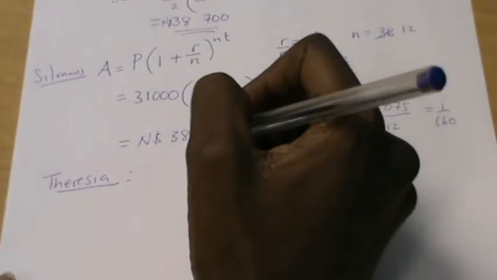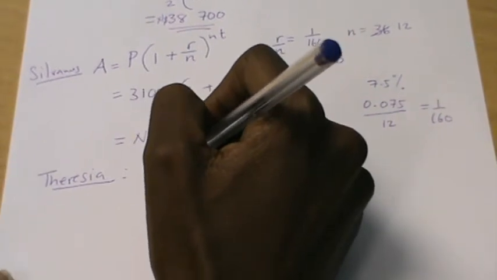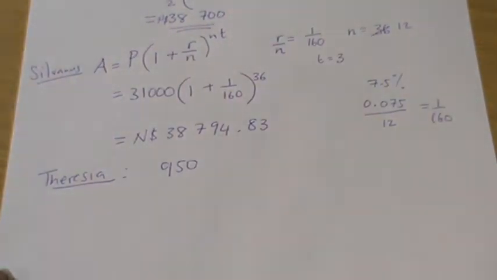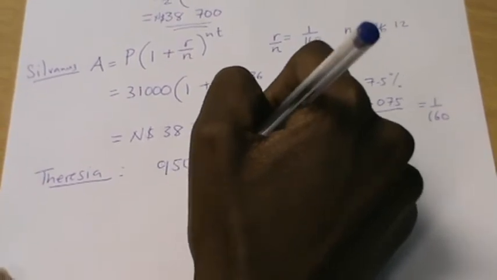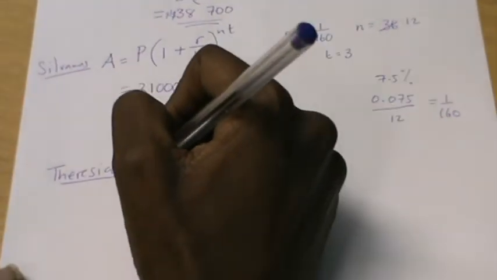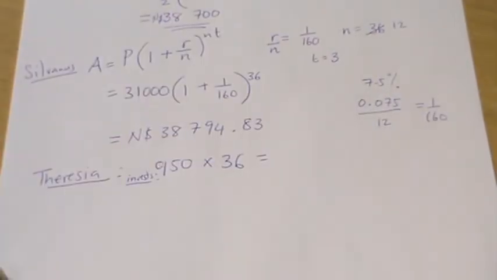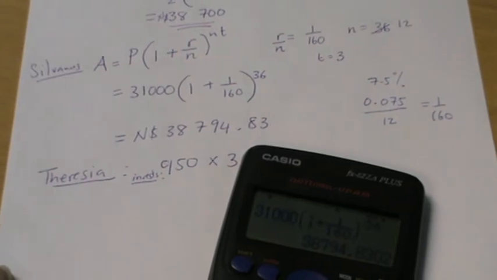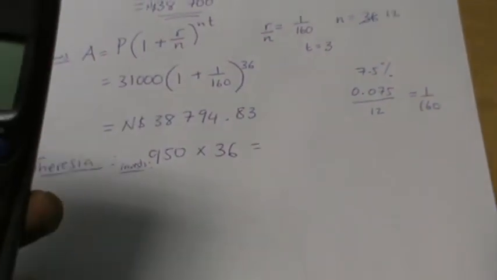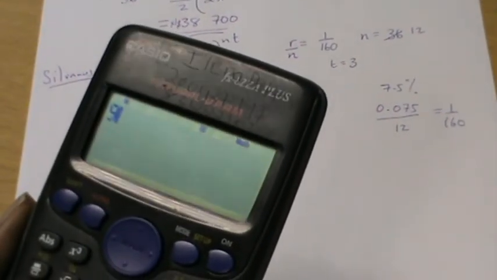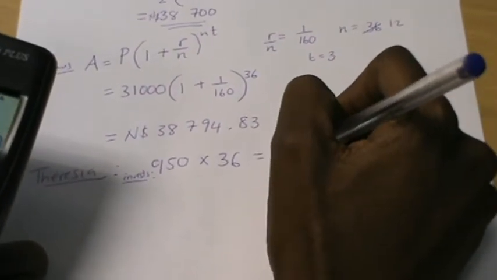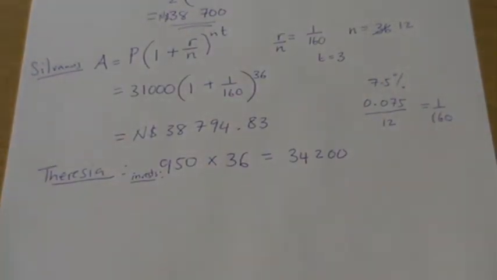Okay, so after 3 years she invests 950 per month, and after 3 years this is 36 months. So this is the amount that she invests. Okay, so it's 950 times 36. So our calculator, 950 times 36, this is 34,200 that she has deposited into the bank over the 3 years.